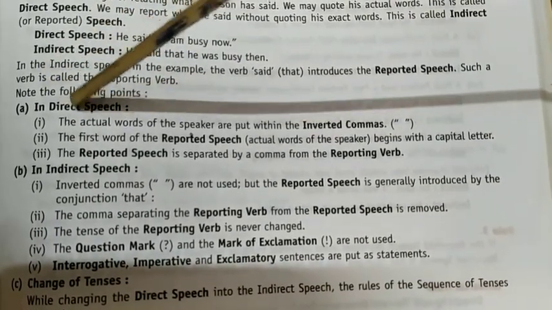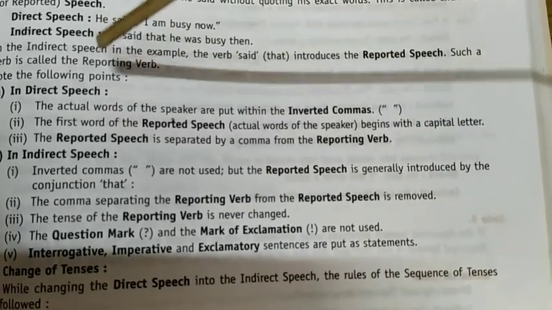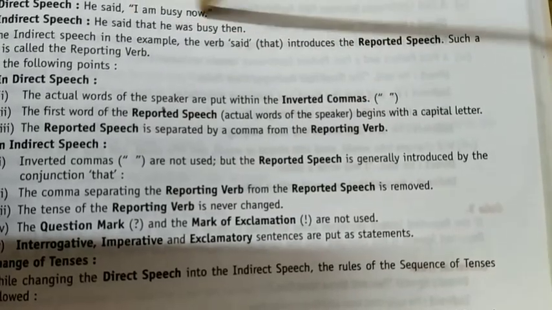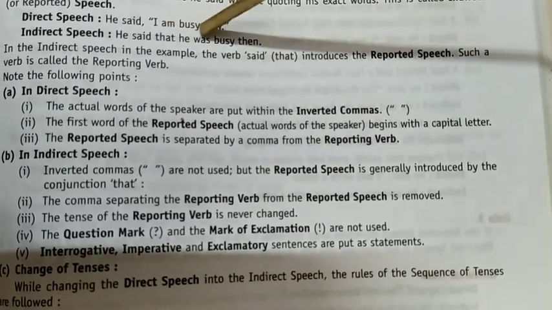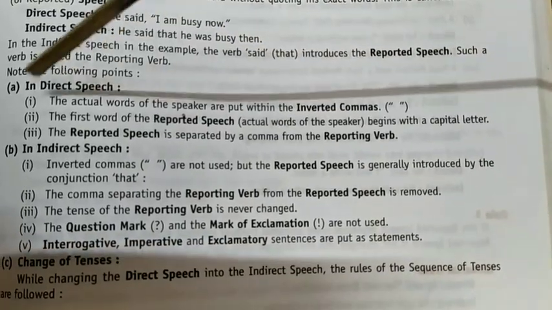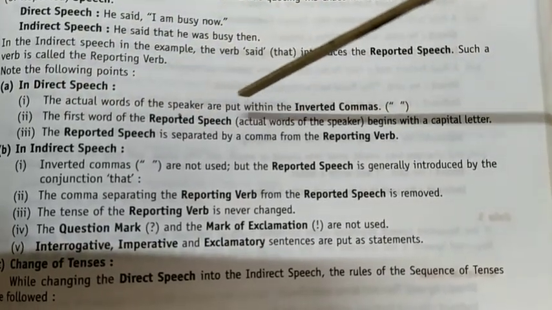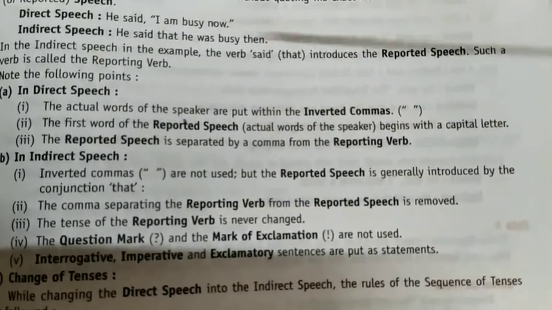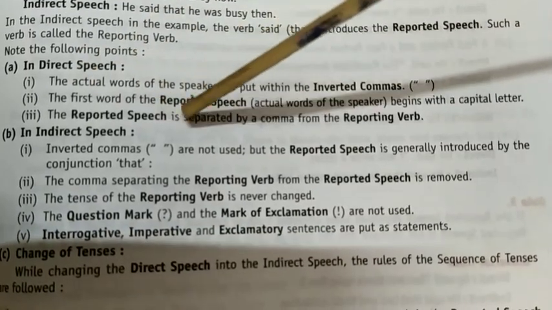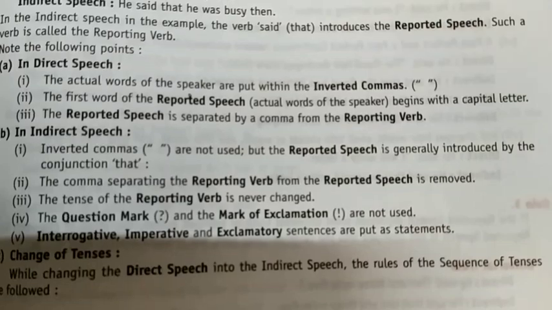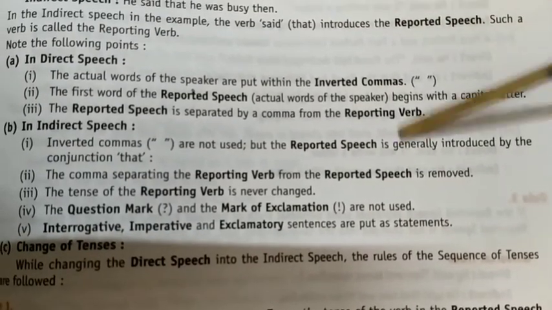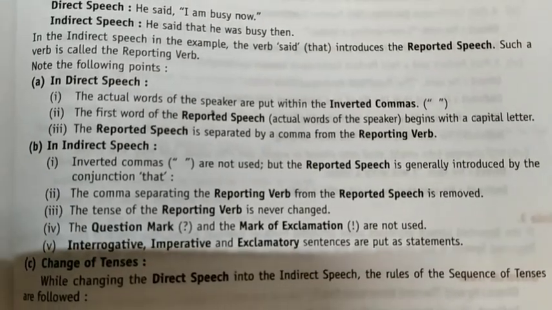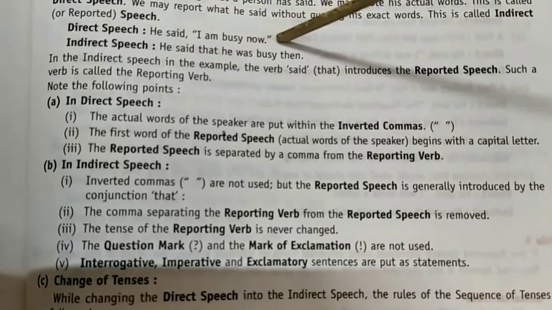Okay, so in the direct speech, what do we have to take care of? The first one, the actual words of the speaker are put within the inverted commas like this, and exactly in which tense the speaker spoke the sentence. Second, the first word of the reported speech, which is the actual word of the speaker, begins with a capital letter, as you can see here. Third, the reported speech is separated by a comma from the reporting verb. See, all 3 points are being proven here in this example, right?